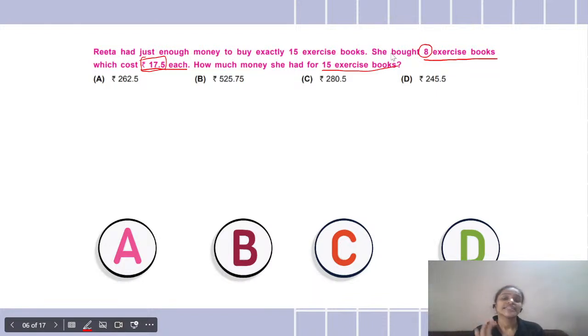She has exactly that much money that she can buy 15 exercise books. उसने 8 books खरीदी. ठीक है, और एक बुक का कॉस्ट था 17.5 रुपीज, पर उसके पास टोटल पैसे कितने थे? 15 एक्सरसाइज बुक्स के पैसे थे। तो हमको ये ढूंढना है कि उसके पास टोटल पैसे कितने थे। Come on, let's find out. It's a bit tricky, but I'm sure if you all read the question carefully, you all can easily get the answer.